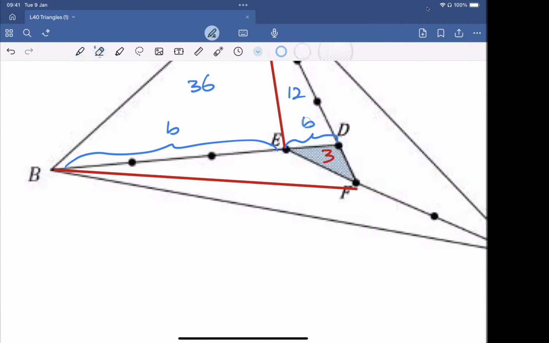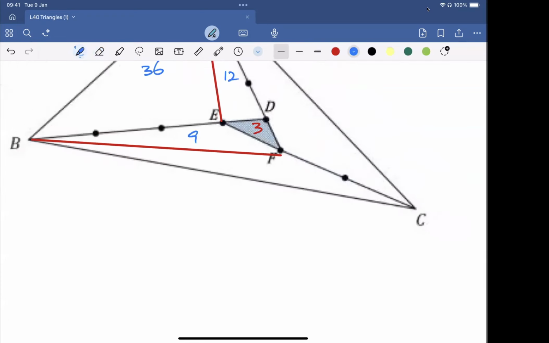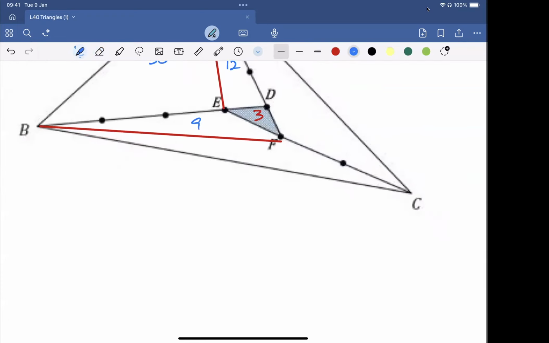So this base is 1 unit. And what about this base? 3 units. Okay, so what's the area of this triangle? 12. Sorry, again? 12. I mean 9. 9, correct. Now I want you to look at the 9 triangle. And I want you to compare it to this triangle. Do they have the same height?